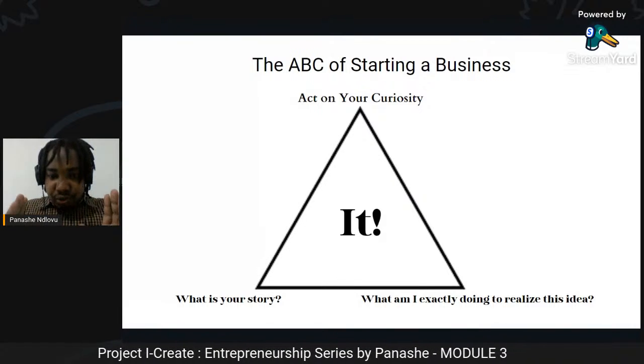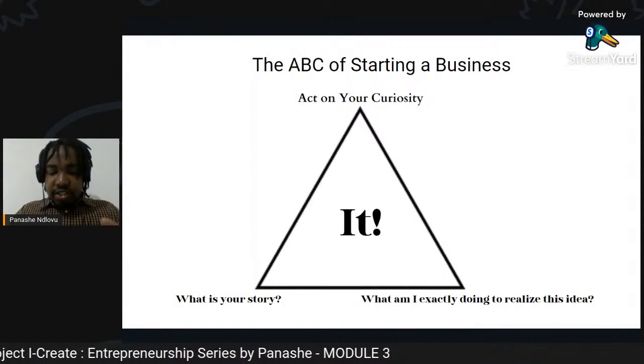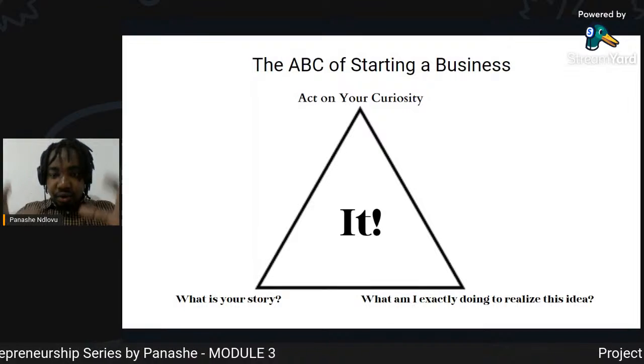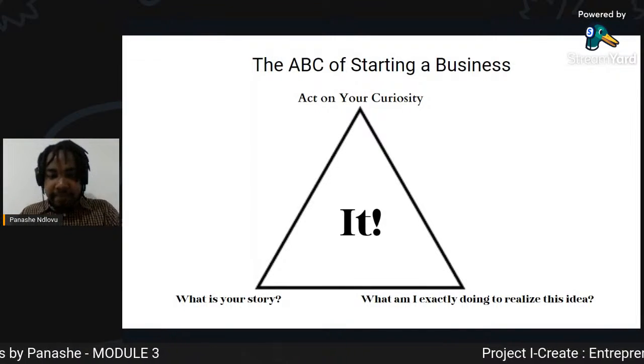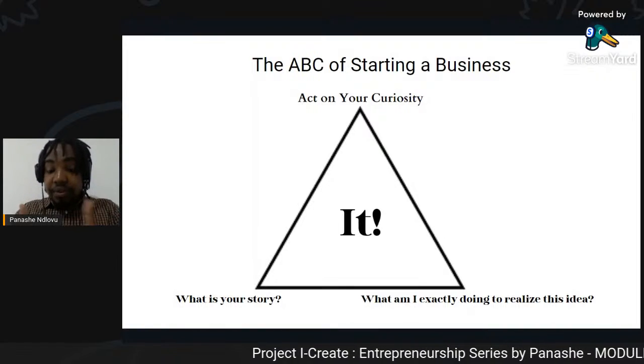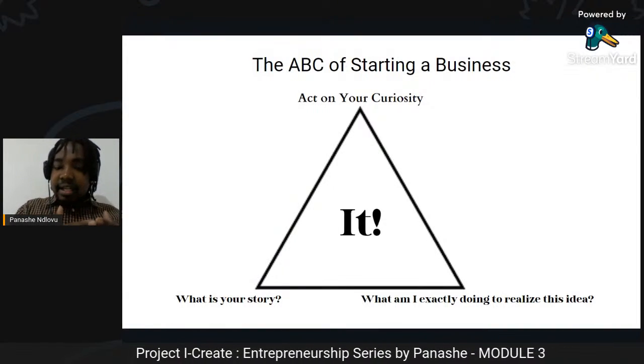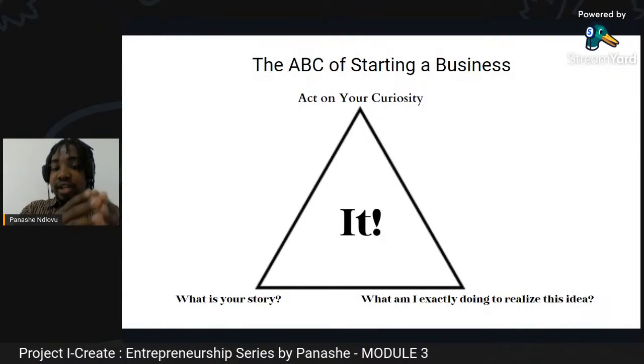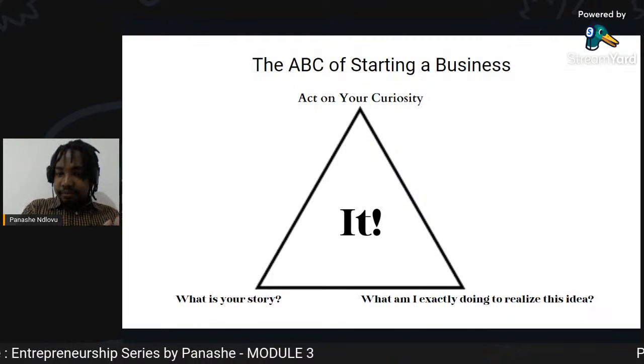The first thing that we're going to look at is acting on your curiosity, the importance of acting on your curiosity to launching an idea. Secondly, here is the question: what is your story? Thirdly, what am I exactly doing to realize this idea? Right?